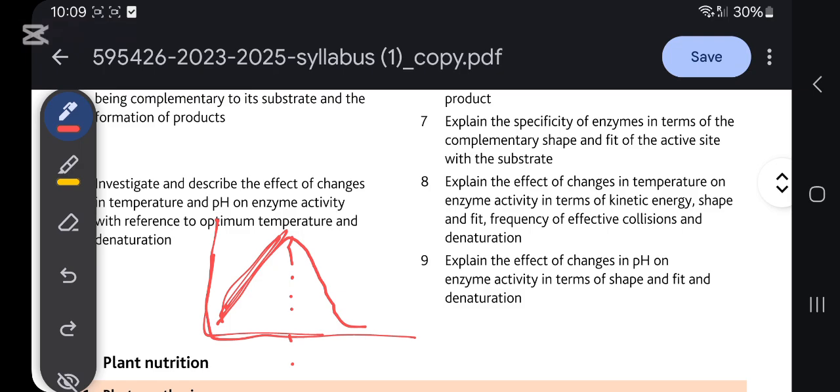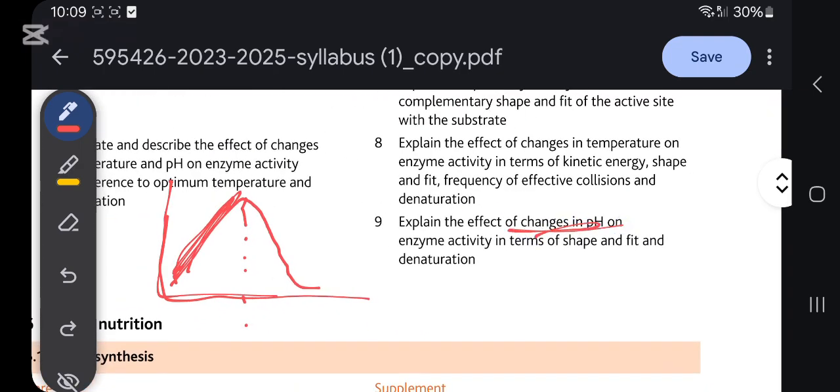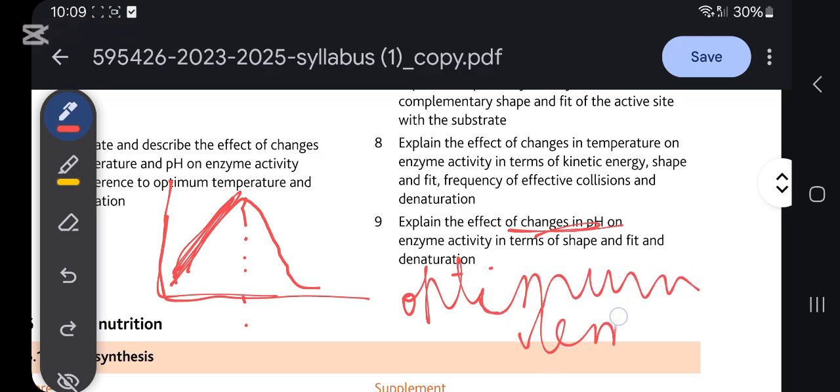Only the kinetic energy is low, and the enzyme and the substrate are moving at slow speed, so there are fewer chances of them colliding and resulting in a reaction, which is why the rate of reaction is lower over here. Any change in pH also matters. The optimum temperature is the temperature at which the enzyme works the best, and the optimum pH is the pH at which the enzyme works the best, with the maximum rate of reaction.